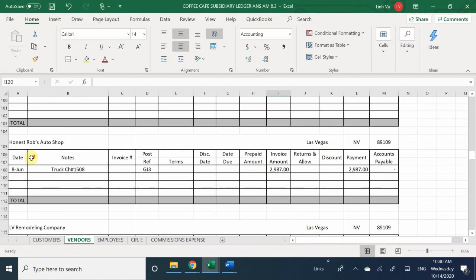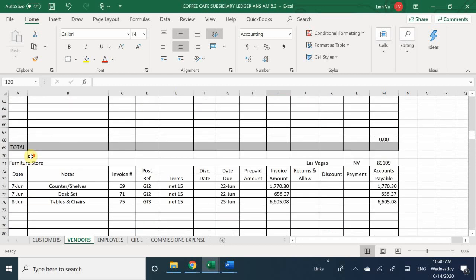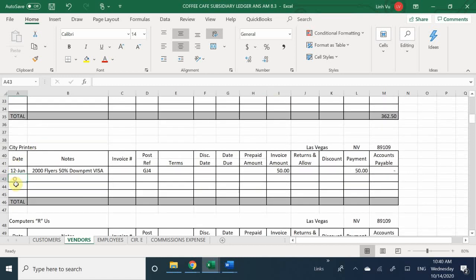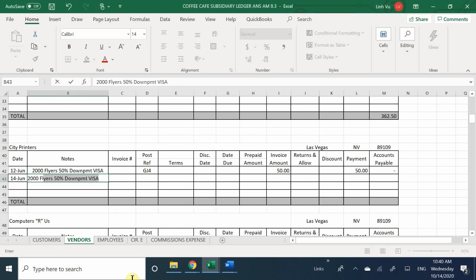I'm going to go to my city printers. All right? And I'm going to go ahead and put the date of 14th. And I'm also still going to put 2,000 flyers because we actually picked them up. And I'm going to write pick up. And I'm going to also indicate that I paid it with a Visa payable. Okay? So we have no invoice there. General journal number 4. Okay?